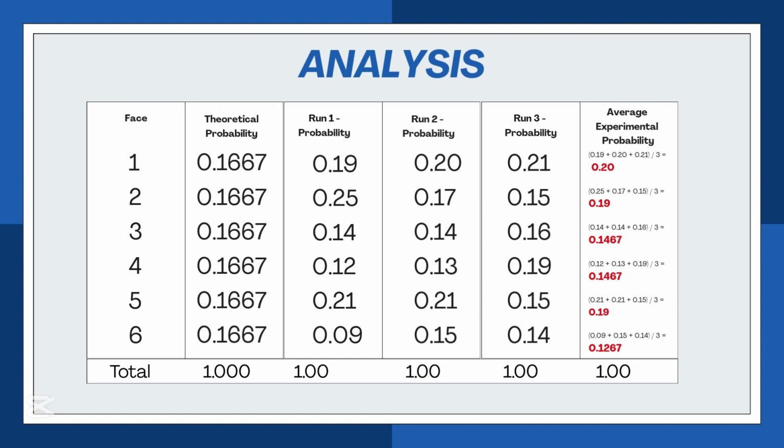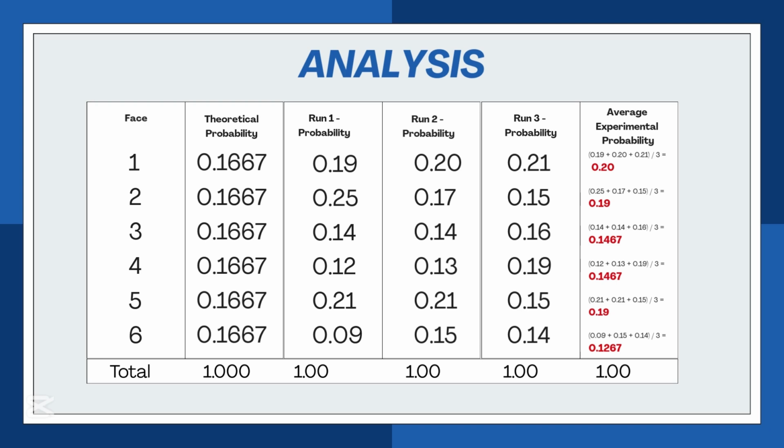It compares the theoretical probability of a fair 6-sided die, which is 0.1667 for each face, with our experimental probabilities from 3 runs of 100 rolls each. For face 1, we got 0.19, 0.20, and 0.21 across the runs, averaging 0.20, slightly above the expected.